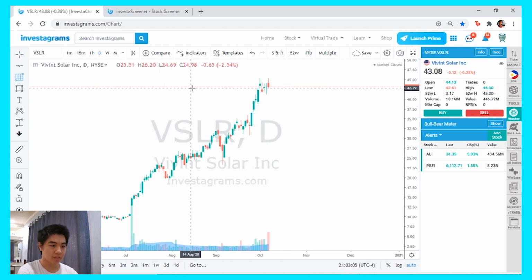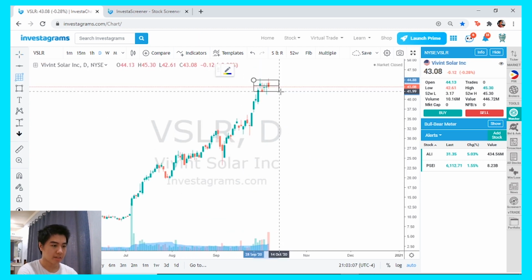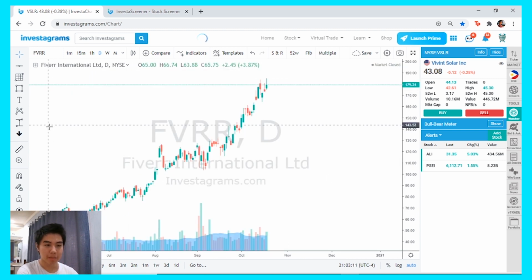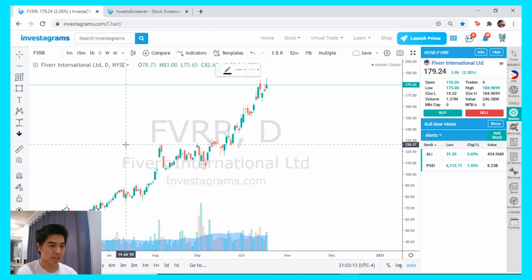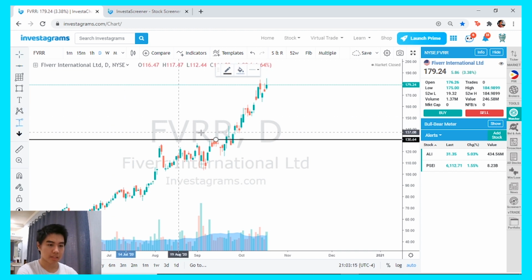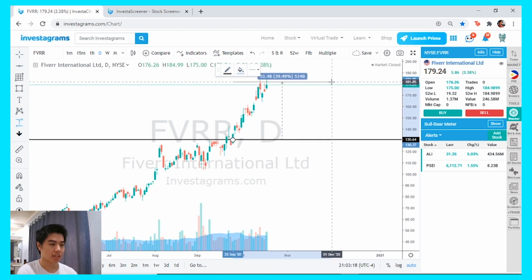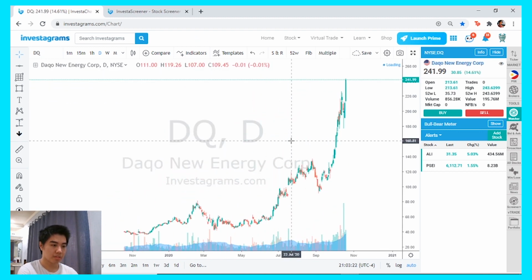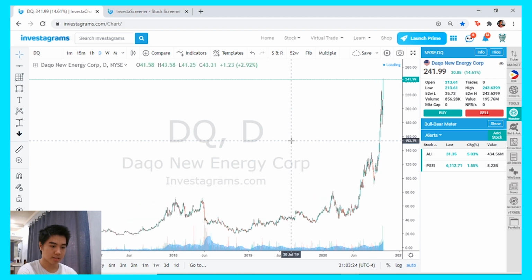We have VSLR. VSLR ngayon looks like it's forming a continuation pattern. So, something to keep in our watch list. And then next, FVRR. Ito rin, parang piton. Di ko alam kung ano business nito, but lakas, grabe. Matagal na rin to lumalabas sa Pro watchlist at saka sa mga screeners ko sa US. Then lastly, si DQ. So, last din nito ah.